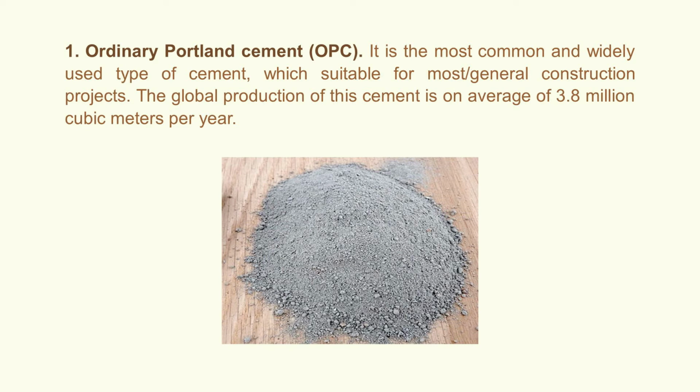Itong Ordinary Portland Cement ay ang pinaka-ginagamit na cement sa mga construction project. Ito yung usually na ginagamit pag nire-require yung high strength and fast setting. So may tatlong grade na available ang Ordinary Portland Cement. Yung OPC 33 grade, OPC 43 grade at OPC 53 grade.